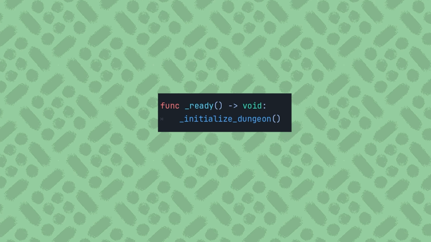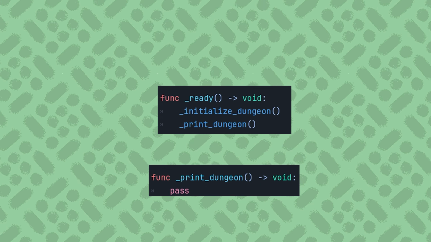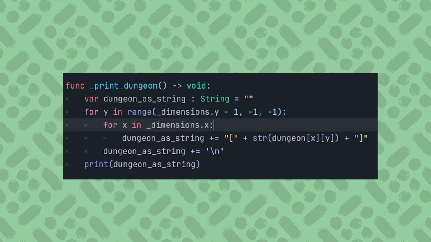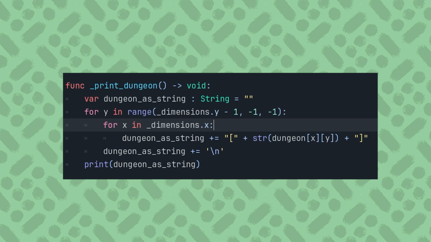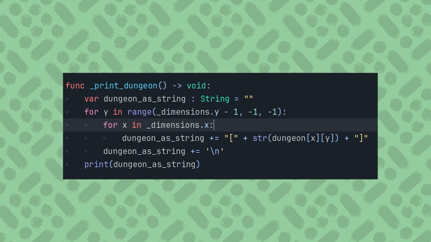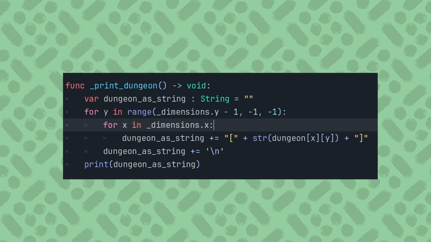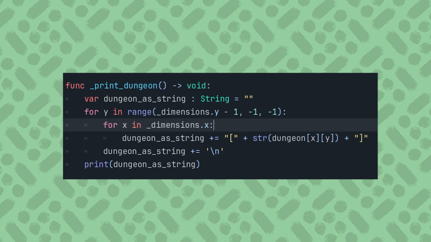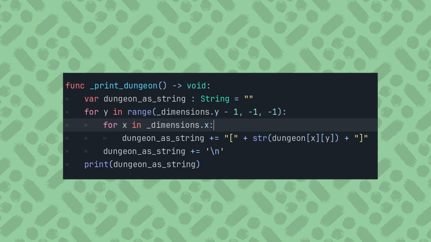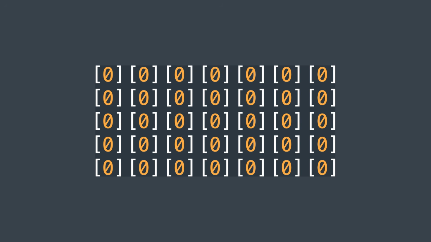But before we do that, we should have a way of knowing what is in our dungeon, so let's call another function which prints out the result of the dungeon generation. First declaring a variable to hold the dungeon as an empty string, we'll iterate through each row first, but start at the top row and count down to 0 since we read from top to bottom, then iterate through each column left to right. Appending the value at dungeon x,y to the string, we can also do some fancy formatting like putting it in square brackets, then see how it looks running the scene. We can see the output is just a simple 7x5 grid of zeros.